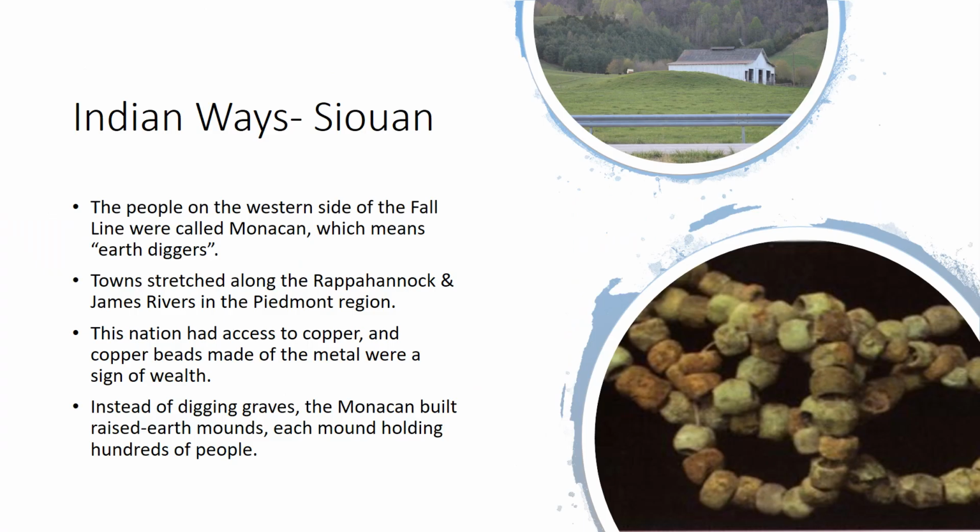As you move further inland, the Siouan-speaking Monacans lived on the western side of the fall line. Their towns stretched along the Rappahannock and James rivers, as they also fished. The Monacan people had access to copper, which they used to create tools and other important things. Beads made of this metal were a symbol of great wealth, as only those who were high in social standing had them. The name Monacan means earth diggers, which gives us some insight into their customs. Instead of digging graves, the Monacan built raised earth mounds, each mound holding hundreds of people.